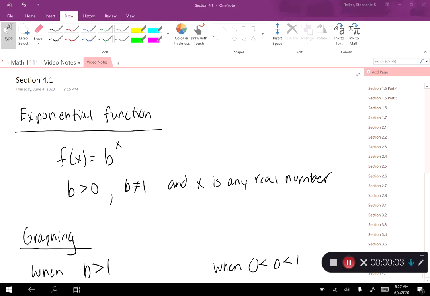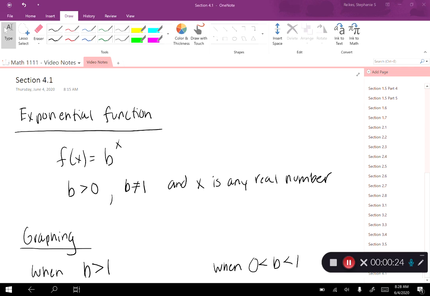In section 4.1, I will be discussing exponential functions. In particular, in this video, I will go over all the concepts and formulas needed for this section. However, to view examples, please make sure you read the notes posted on Canvas for section 4.1. Let's begin with exponential function.